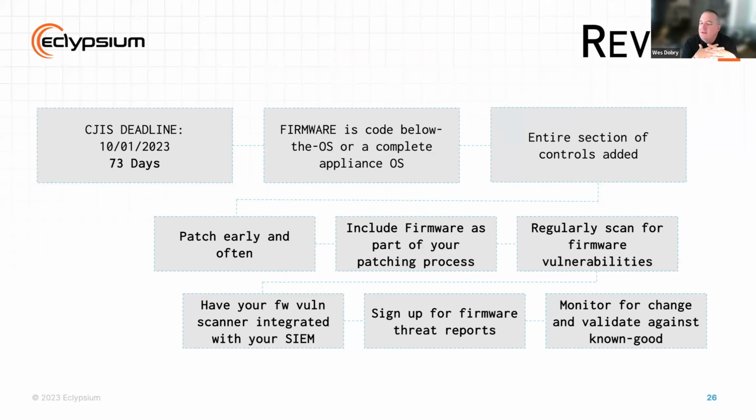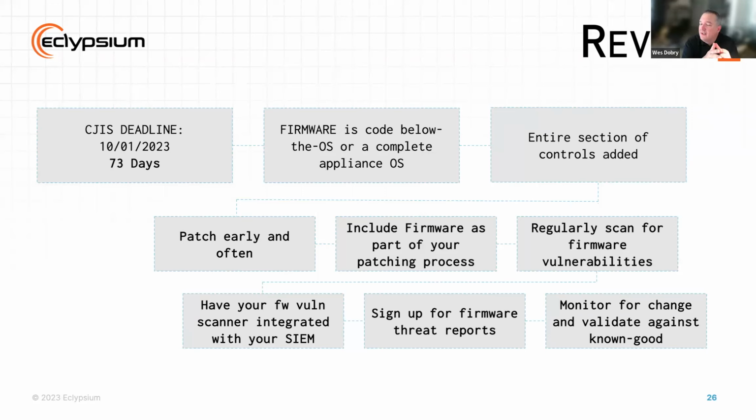The next is the new term for firmware within CJIS 5.9.2. And an easy way to think about that is code below the operating system or the complete operating system on something like a network appliance that you can't manage. We need to make sure that, of course, that is taken care of and all of the additional controls take into perspective the firmware components.